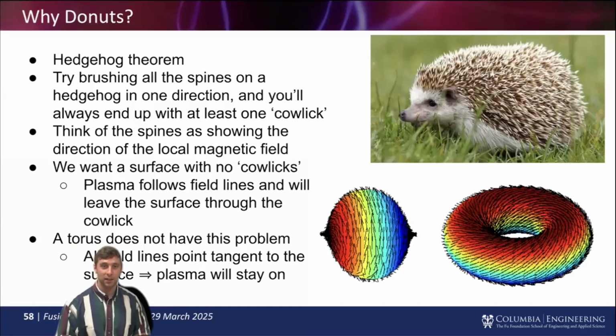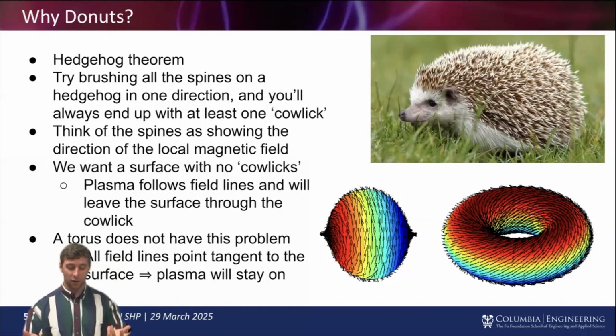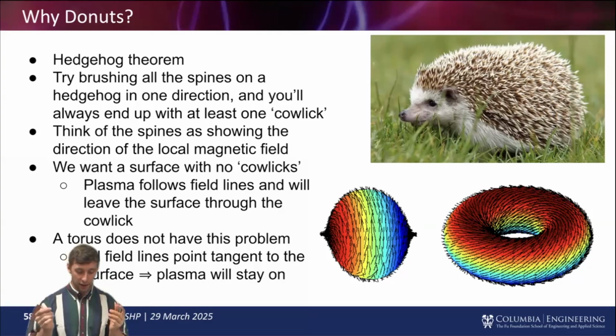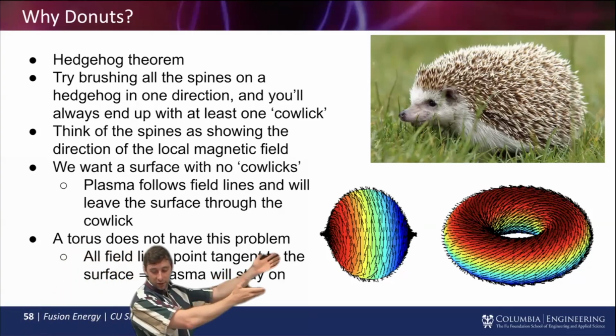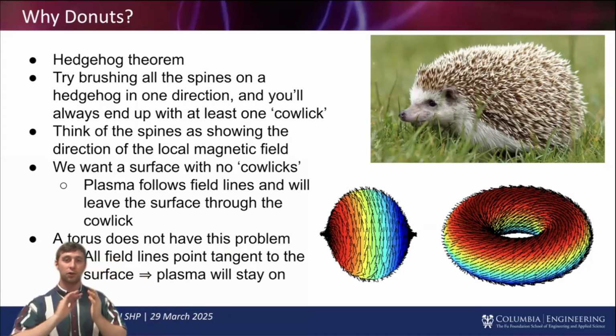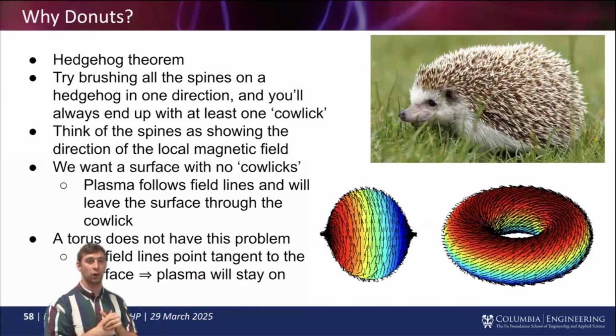To explain what I mean, there is this concept in math called the hedgehog theorem, which basically says: imagine you have a hedgehog. If you tried brushing all the spines on the spiny hedgehog in one direction, you'd always end up with at least one cowlick, or one point where all of those spines either converge, they come together, or they diverge. You can see that kind of mocked up on this sphere here, which has a bunch of little lines on it. If you try to comb all of those lines in one direction, you'll always end up with these divergences, these points where the lines all come together but go apart.